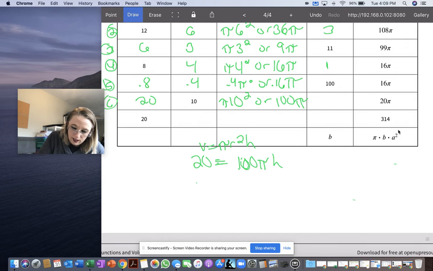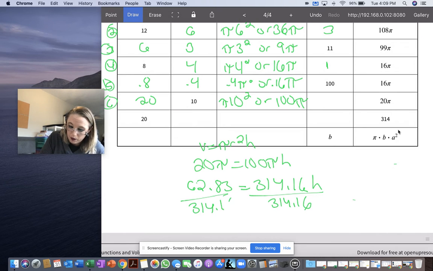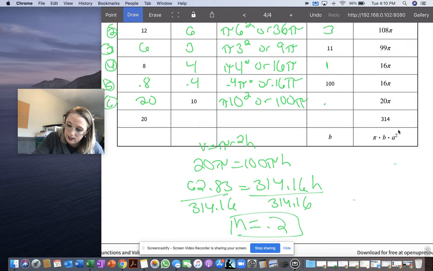So solving for... Okay, I'm going to rewrite this because it's a mess. Okay, so 20 pi equals 100 pi h. 20 pi, 62.83 equals, we know what this is, 314.16 h. Divide by 314.16, and you're going to come up with h equals 0.2. Okay, so our height is going to be 0.2.